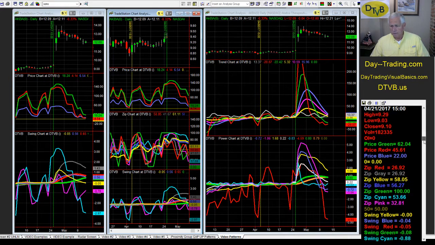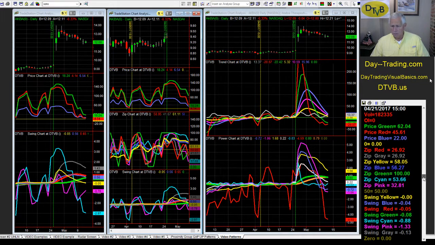I've got to move my data window down a little. Swing Zion was at minus 0.88 or almost minus 0.9, and the next day it went to 2.4. And the third line that we're going to primarily look at is the swing green. You can compare red or green.